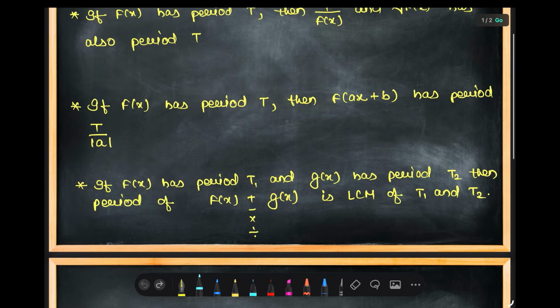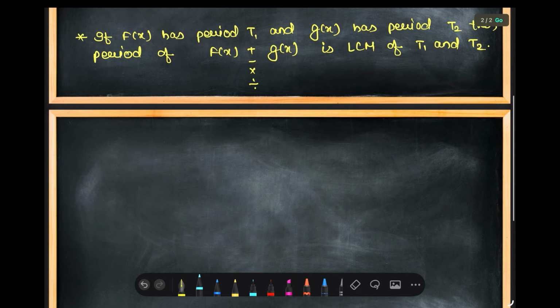Then suppose that f of x has period T1, and g of x has period T2. If you want to find the period of f of x plus g of x, f of x minus g of x, f of x into g of x, f of x by g of x, or g of x by f of x, how will you find it? You will find the LCM of period 1 and period 2. While taking the LCM, be very careful. I hope the third point is also clear.